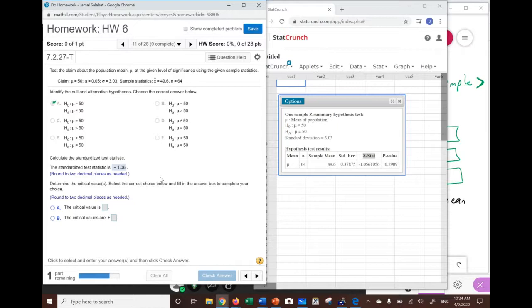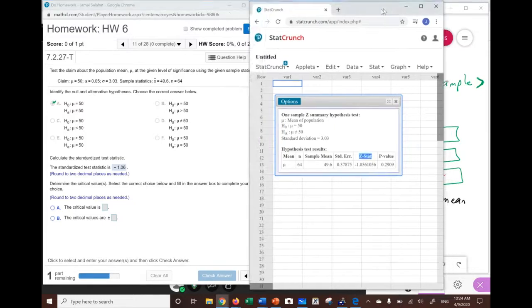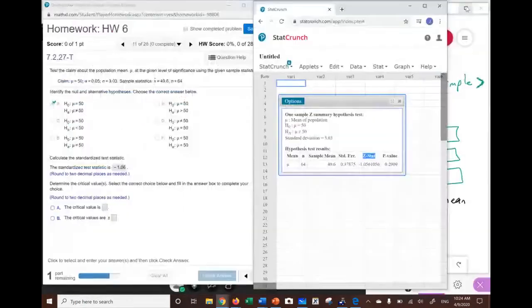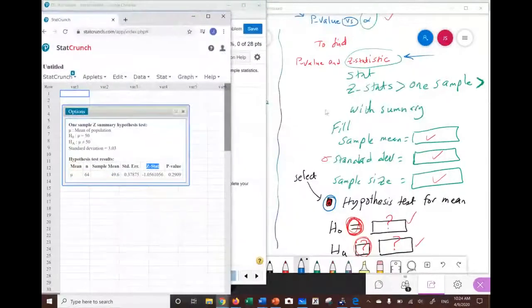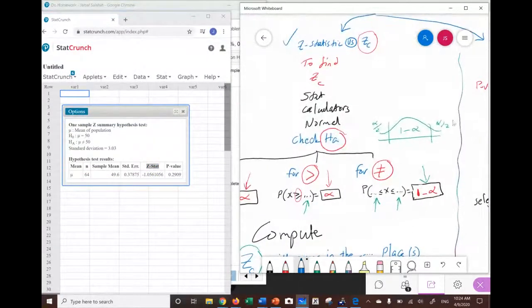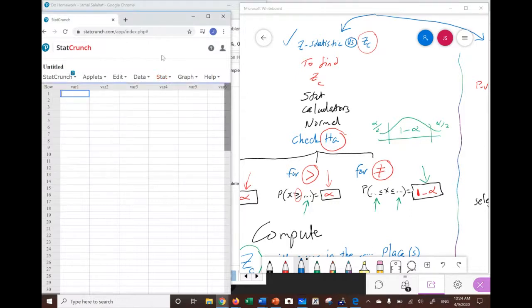The next answer will be to determine the critical values. So to determine the critical values, let me move this up here. I don't need the full screen. Here we said if you want to find the Z critical, if you want to find Z criticals, those are the methods you follow. So we'll follow them from here.